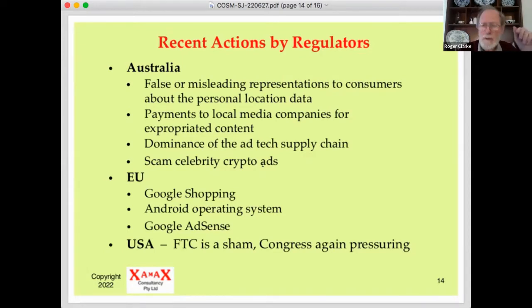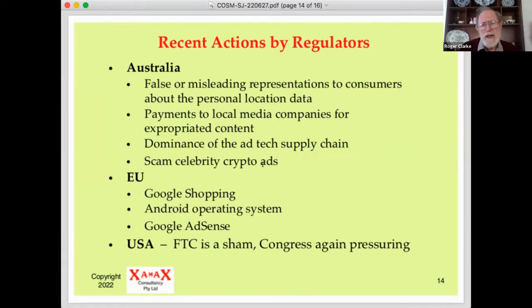Another very big one, which was world leading at the time it was done over the last 2-3 years, has been demands for payments by the tech platforms to local media companies where the tech platforms expropriate content from those local media companies. And that's still in the process of playing through in Australia, but quite a lot of agreements have been reached and money is changing hands. And that's been watched by a lot of countries around the world.